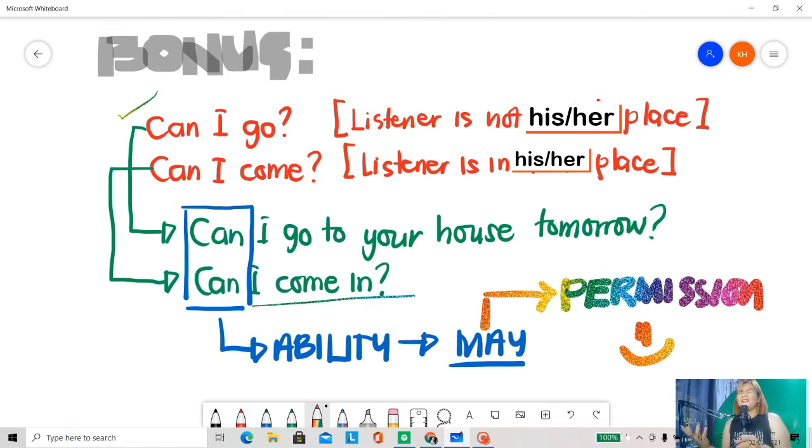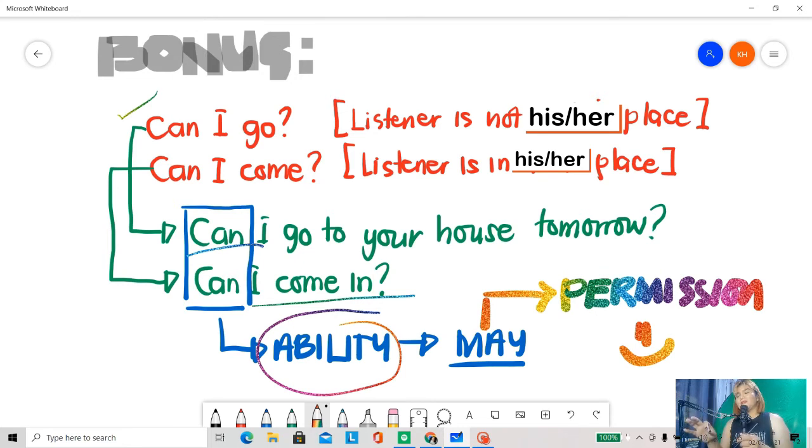Okay. Now, why did I say a while back that it is technically improper or incorrect to say can I go and can I come? Now, it's basically because of the use of the modal can. Okay? Can is a verb or a modal that shows ability. Okay? So, if you say, I can sing, you are able to sing. I can fly, you are able to fly. I can swim, you're able to swim. It shows ability, the capacity to, right?